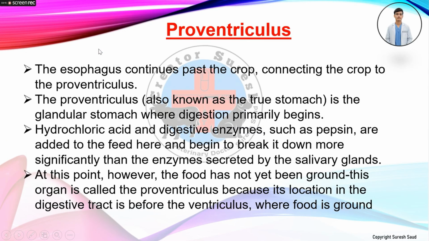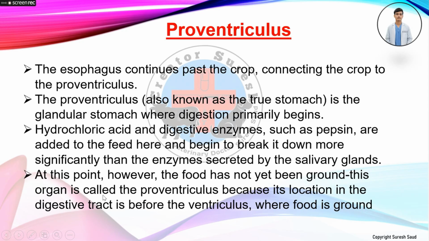Proventriculus. The esophagus continues past the crop, connecting the crop to the proventriculus. The proventriculus, also known as the true stomach, is the glandular stomach where digestion primarily begins. Hydrochloric acid and digestive enzymes, such as pepsin, are added to the feed here and begin to break it down more significantly than the enzymes secreted by the salivary glands. At this point, however, the food has not yet been ground.